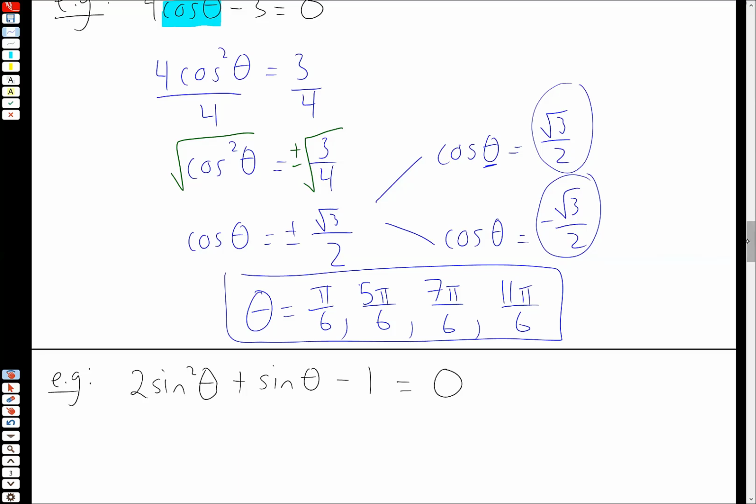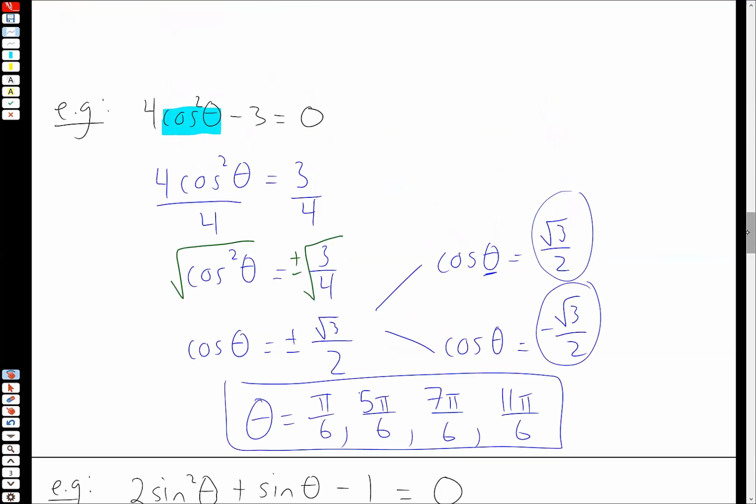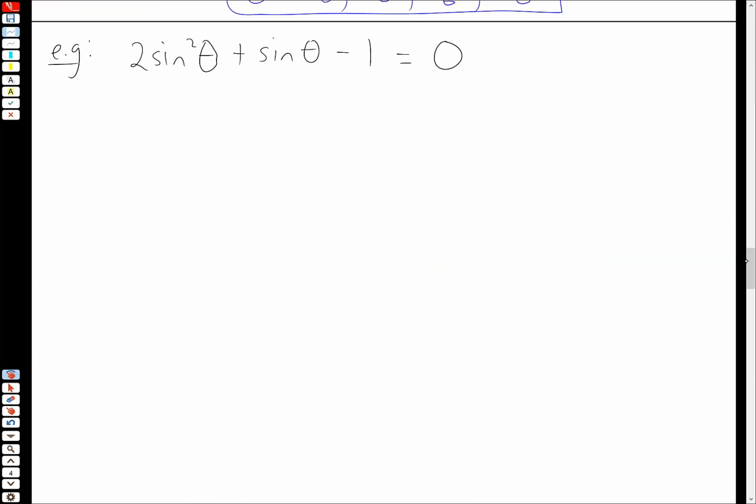Boom. Okay, so keep in mind, when you have that squared there, like we had cosine squared here, and you take the square root, remember to add that plus or minus, like we saw when we were doing the root method for quadratic equations. All right, our last example for today, slightly more complex than what we've seen so far.